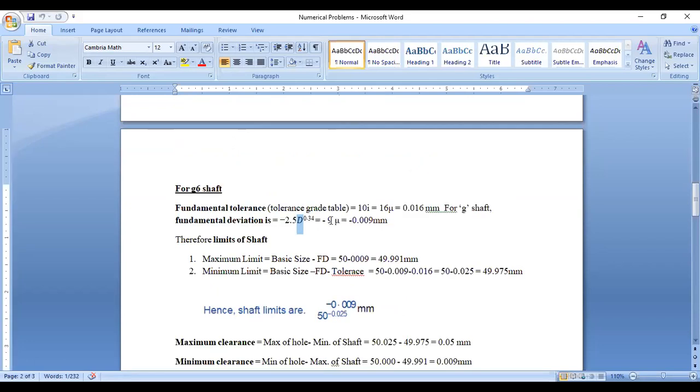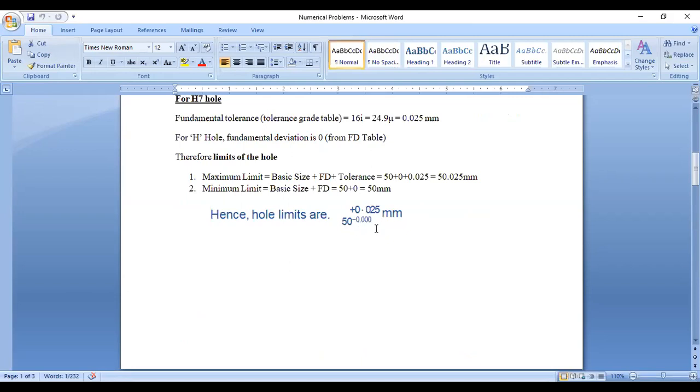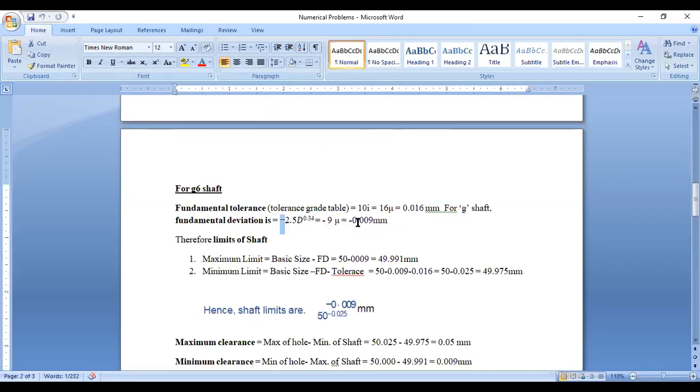Again you will get the value in terms of microns, that you convert into mm. And please note down the sign which he has given. That is important. In the problem statement he has given positive or negative, that only you have to note down. So you will get minus 0.009 mm as the fundamental deviation.